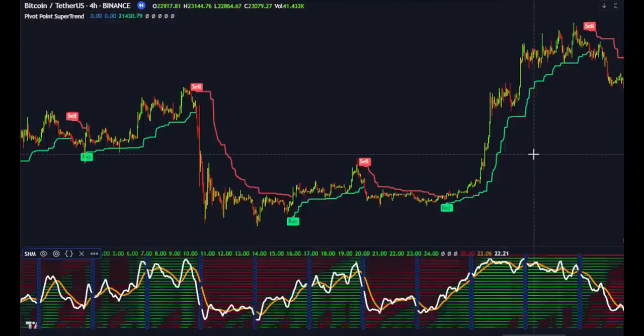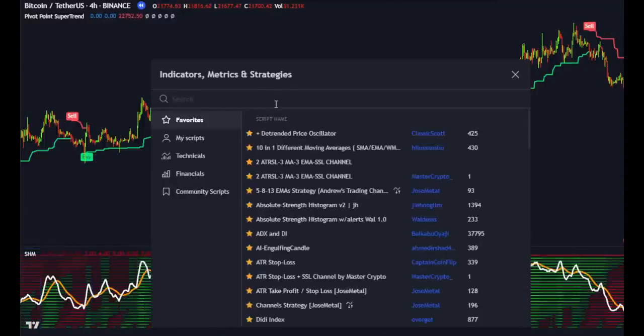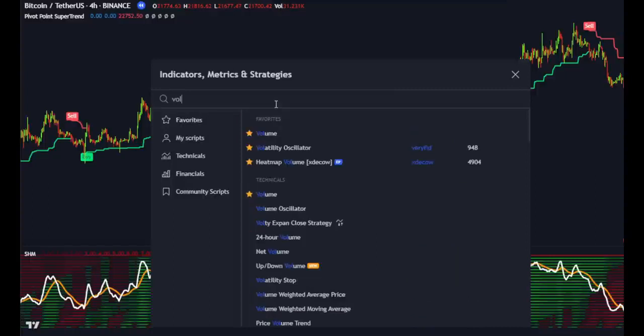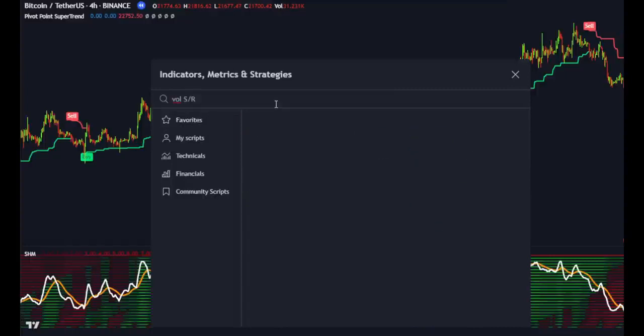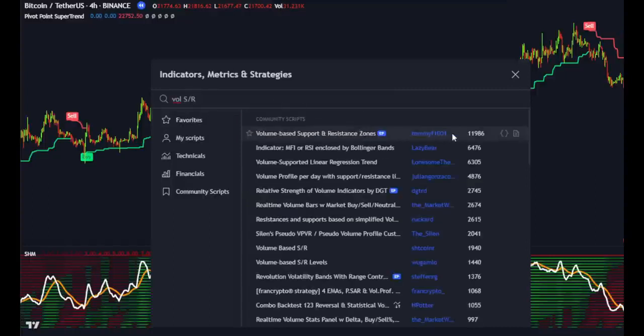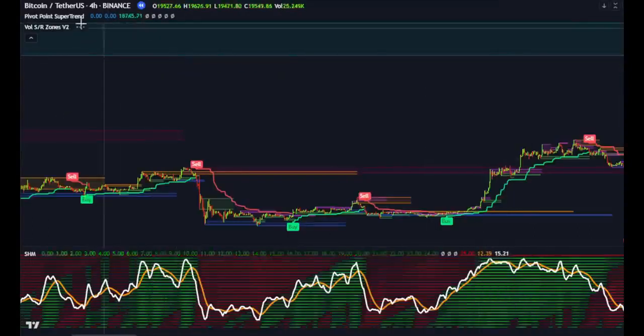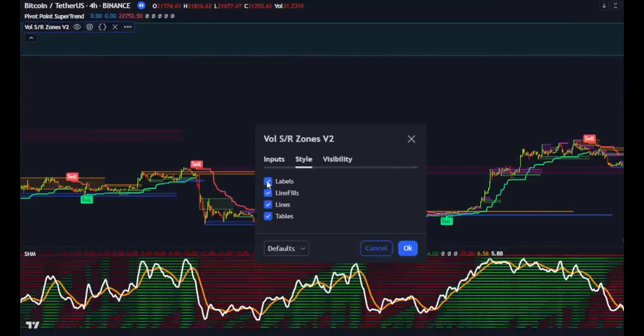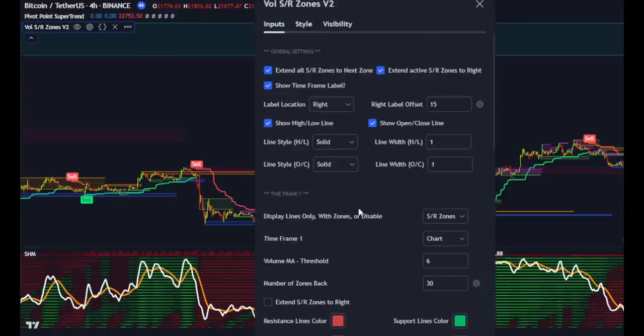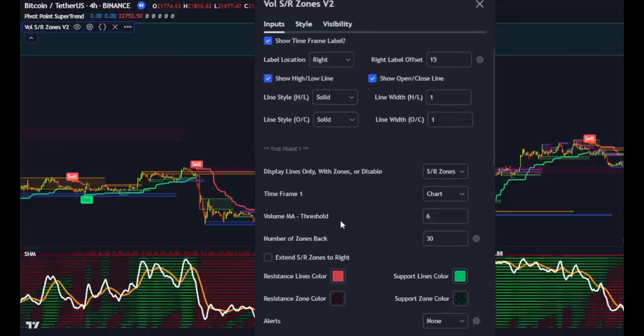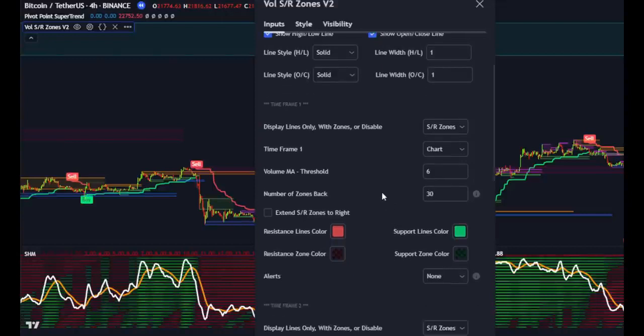Now we are going to add the following indicator that will show us where we should consider the take profit. We are looking for volume-based support resistance zones created by TOMMYF 1001. And we are going to modify its inputs. Here we have time frame 1. It will give us the support and resistance of the current chart that we are using. For this trading system I suggest the 4-hour time frame, since it allows us to catch a big trend much better than when we are in smaller time frames.